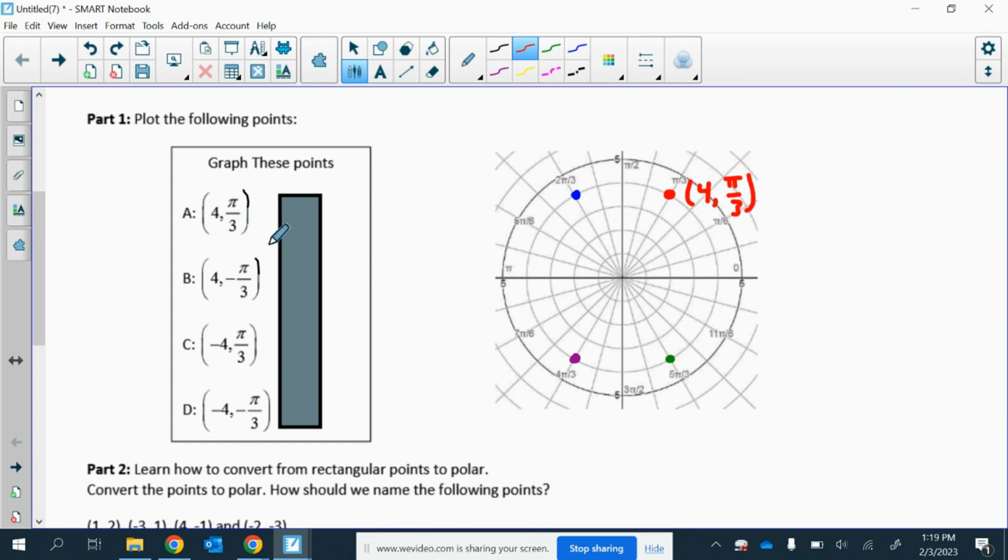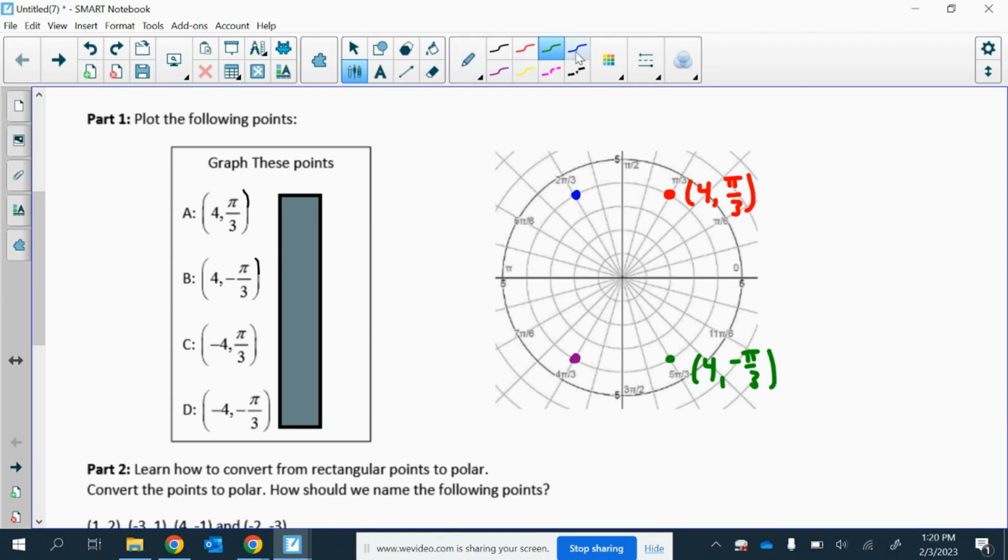4 comma negative pi thirds would be going on the circle of radius 4, but going in the direction toward negative pi thirds. So that would be this way. So this one would be 4 comma negative pi thirds.